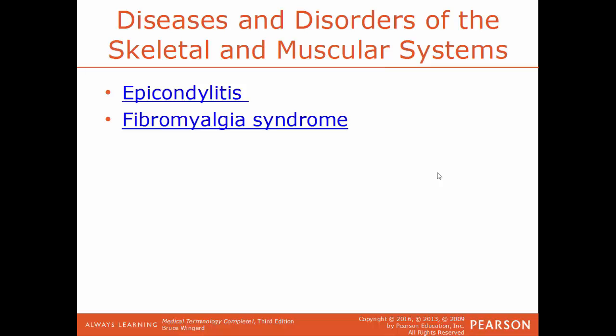So the next one on here, fibromyalgia syndrome. This is a chronic disorder that's indicated by fatigue, pain within the muscles, being very tender at particular spots throughout the body. You can also have memory issues or mood issues, something that's very often misdiagnosed because it can present as so many other different things.